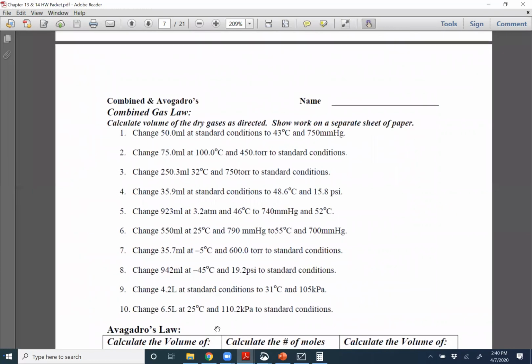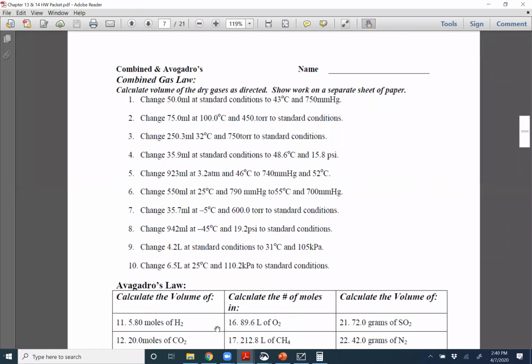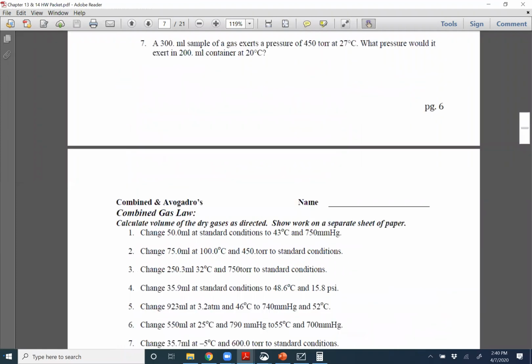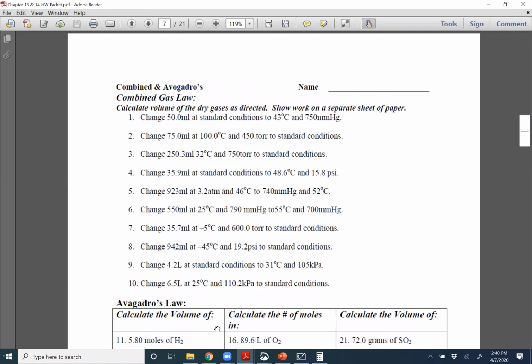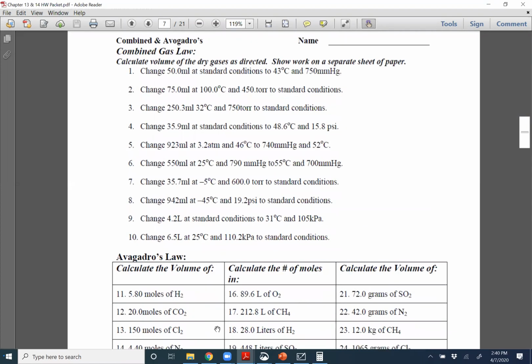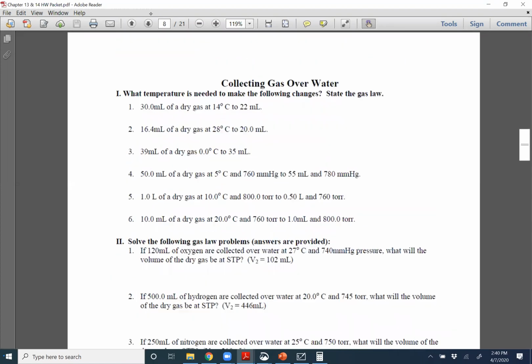So last time we talked about combined gas law, as the last thing we talked about. And we did some examples from page 6. Page 7 also has combined gas law problems on it, as well as page 11.